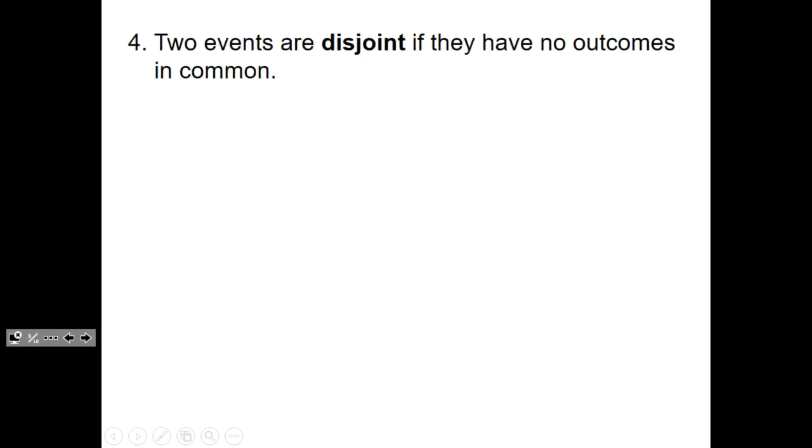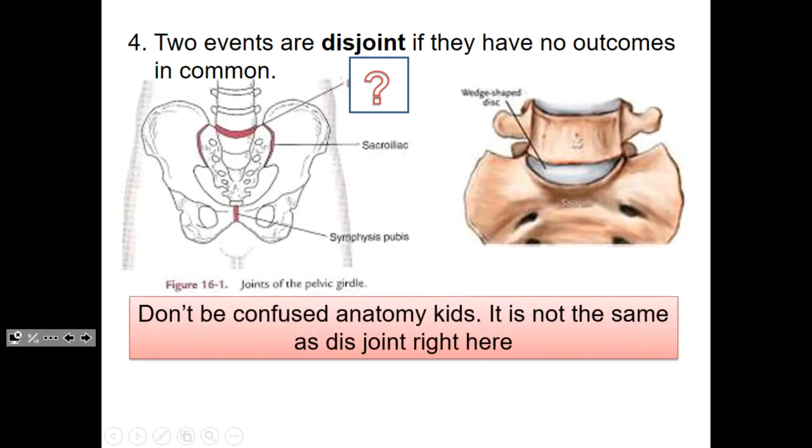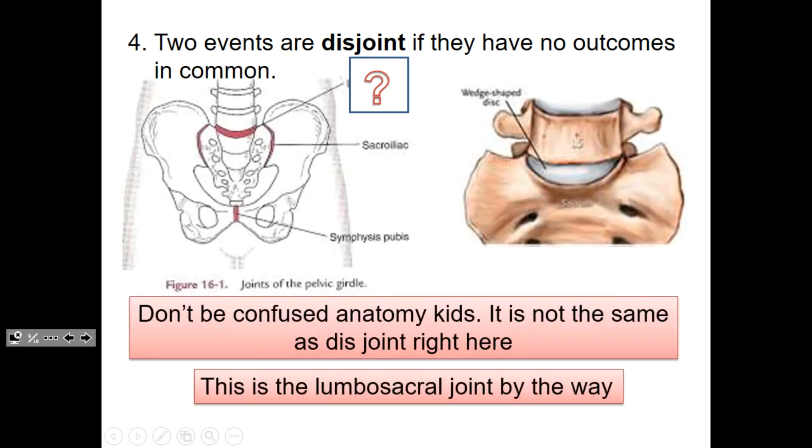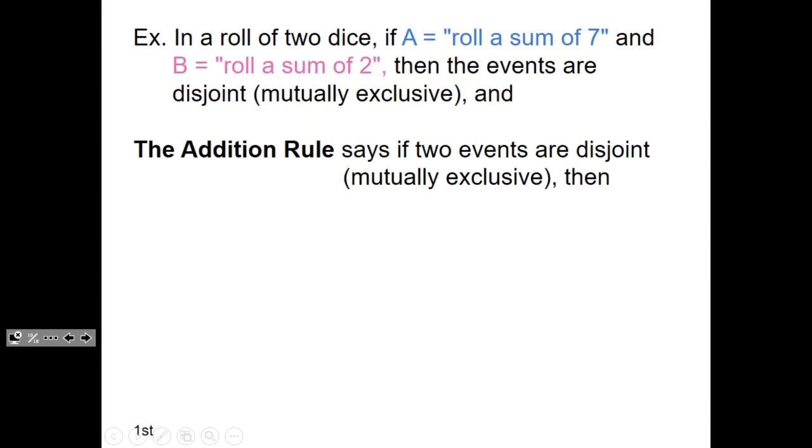Okay. Now, next thing. 2 events are disjoint if they have no outcomes in common. I'm talking about 2 events where, if one thing happens, the other one can't. For example, let's say I'm rolling 2 dice, and event A is the roll adds up to a 7, and B, the roll adds up to a 2. These events are disjoint.